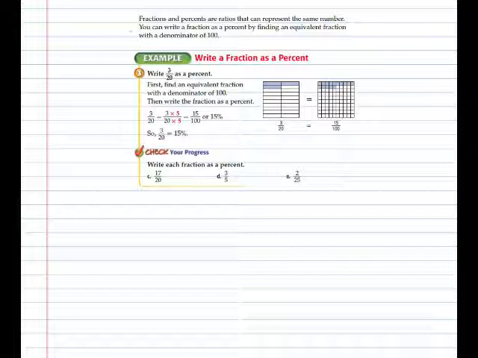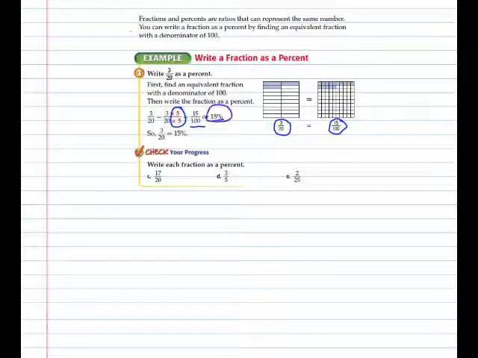Fractions and percents are ratios that represent the same number. You can write a fraction as a percent by finding an equivalent fraction with a denominator of 100. You can see in example 3 that I've shaded 3/20 in this example right here. Then to write an equivalent fraction, I simply multiply numerator and denominator by 5, gives me the resulting grid that you see here, 15 out of 100. Notice that the blue shaded area doesn't change. But now I have 100 pieces instead of 20. Therefore, 3/20 equals 15 hundredths, or 15%.